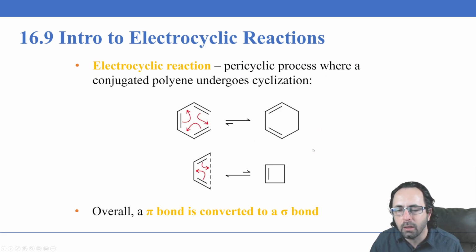So that concludes our discussion of these cycloaddition reactions. In the final lecture for this week, we're going to talk about the other two pericyclic reactions that we will be discussing in this chapter: the electrocyclic reactions and the sigmatropic rearrangements. I look forward to telling you about those next time.